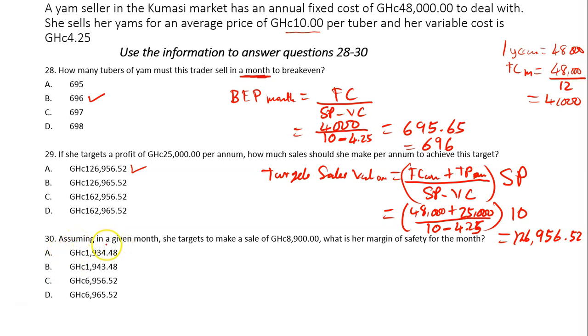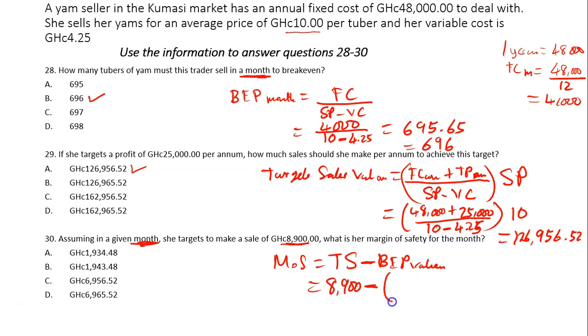Question 30. Assuming in a given month, she targets to make a sale of 8,900. What is the margin of safety for the month? Just for the month, not for the year. Okay. So if that is the case, the margin of safety for the month should be equal to targeted sales for the month minus the break even point in value for the month. Okay. So what is the target sales? 8,900, isn't it? Which is from this question.